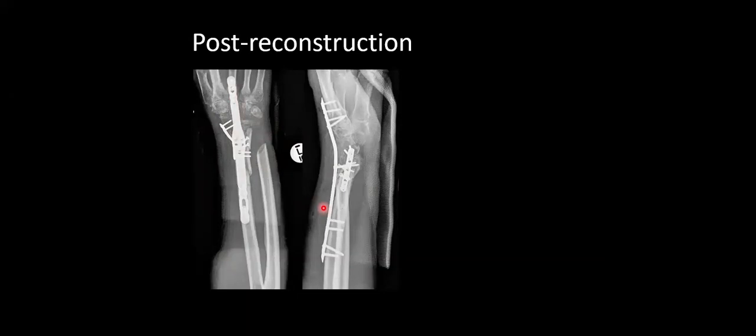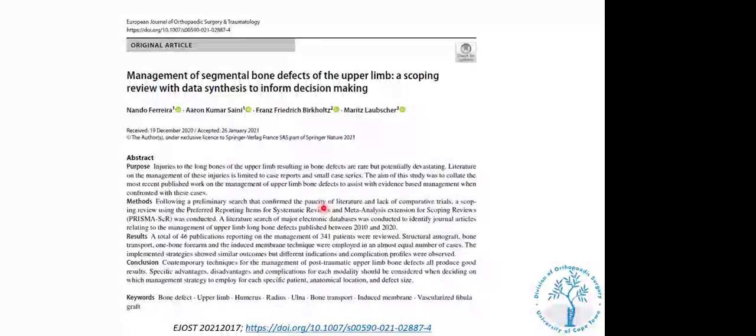a resection of the distal ulna, basically ending up with a single, short bone in the forearm, and a very good functional result at 2 years. This is a review article that Nandu and myself and other people wrote, with all the different options, where it also described other options like bone transport, in the upper limb.